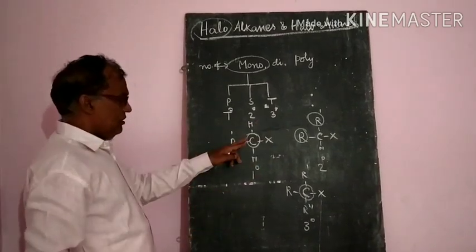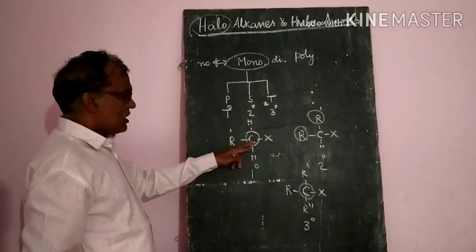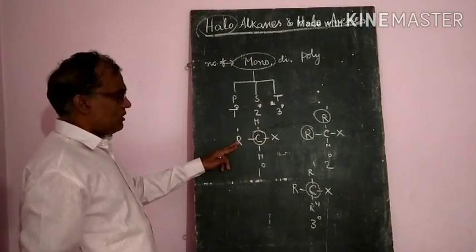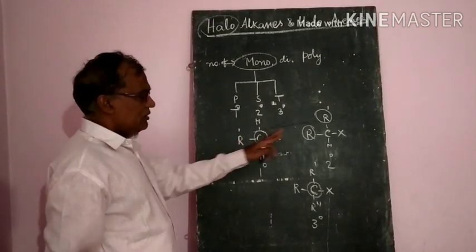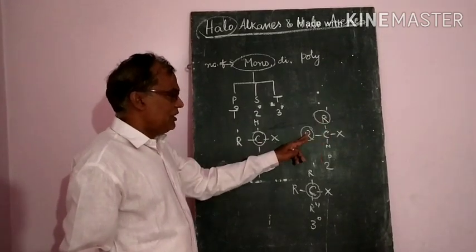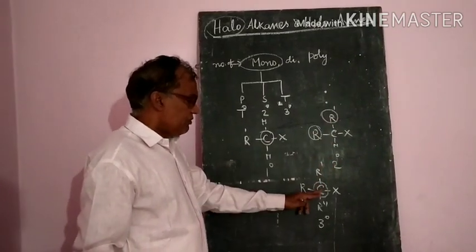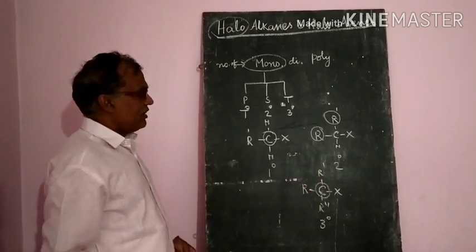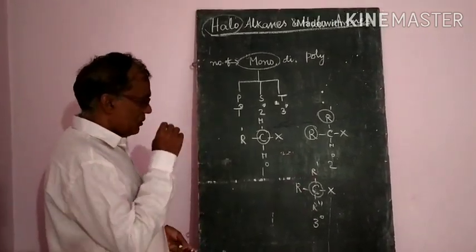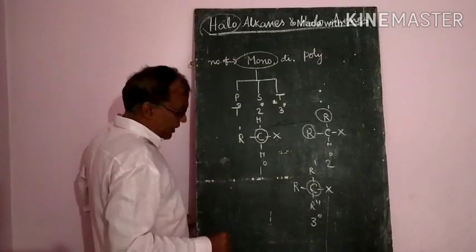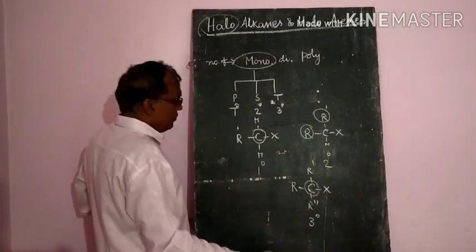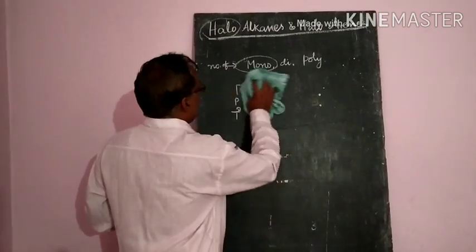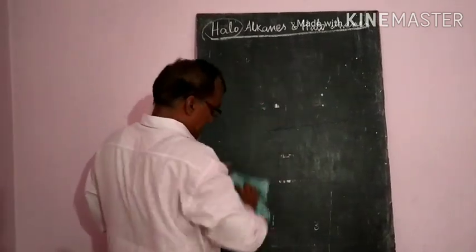Observe it. 1 degree means the carbon atom attached to the halogen is attached to only one carbon atom. If this carbon atom is surrounded by two carbon atoms, it is 2 degree. If it is surrounded by three carbon atoms, that is called the third degree carbon compound. Like this we give the names. So this is another classification of monohaloalkanes.